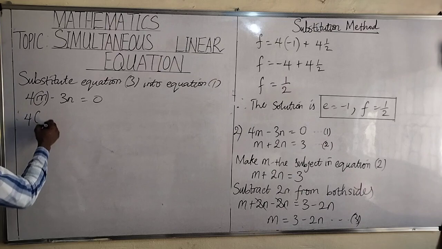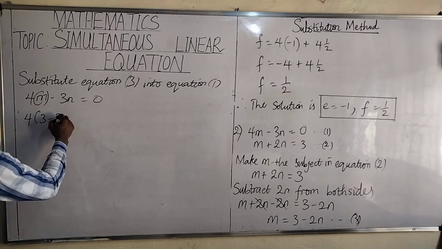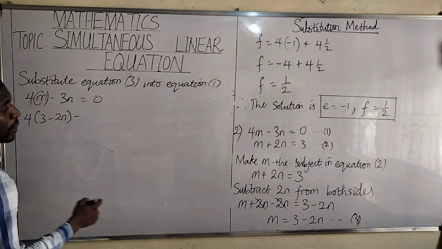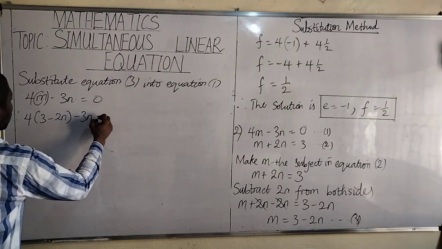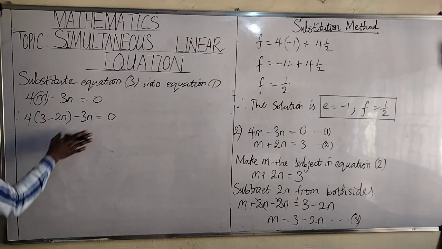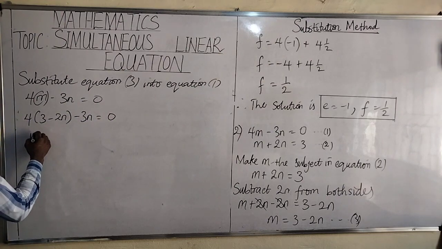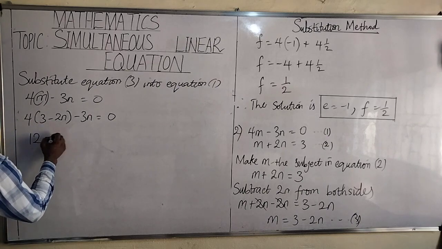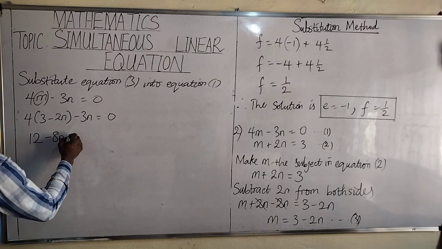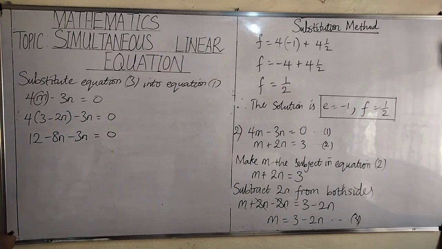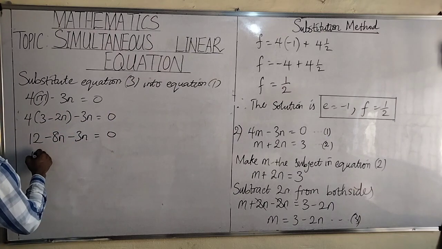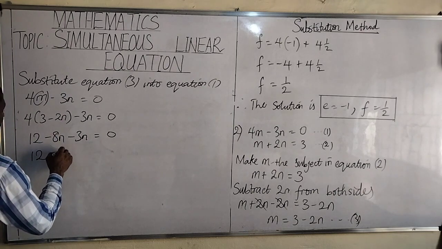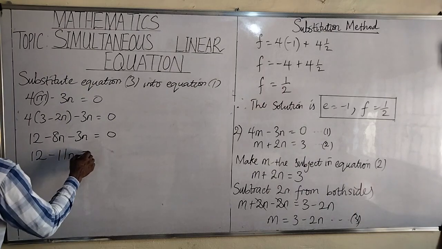So it will now be 4 times (3 minus 2n), minus 3n, equal to 0. Expand by multiplication. 4 times 3 gives me 12. 4 times negative 2n gives me negative 8n. Bring down negative 3n, equal to 0. Out of this, I have 12, and the negatives will add up. It becomes 12 minus 11n equal to 0.